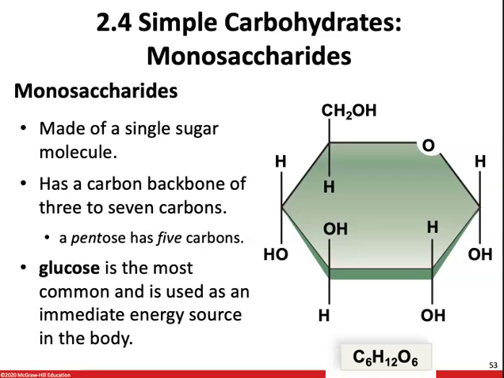So, monosaccharides. Monosaccharides are going to be the structural subunit of a carbohydrate. So the monosaccharide is going to be the monomer subunit for a carbohydrate. It's also going to be known as a simple sugar. Monosaccharides can have a carbon backbone of 3 to 7 carbons. What we're showing here is a molecule of glucose, which is a hexose. It's a 6-membered carbon ring, and this is going to be the major source of cellular fuel for all living organisms. Glucose is going to be the most common and immediate energy source in the body.